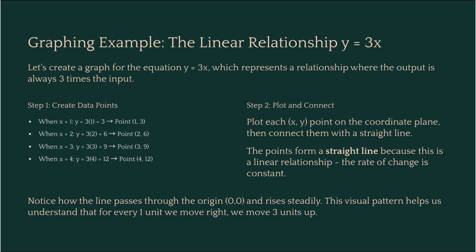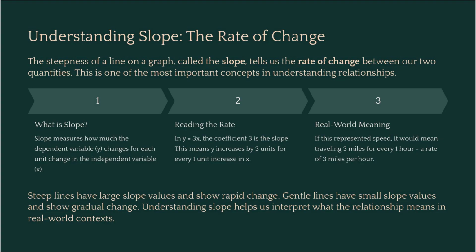When x is 2, y is 6. When x is 3, y is 9. Plotting these points on the graph shows the relationship visually, usually forming a straight line in 6th grade. The graph tells you a lot about the relationship, especially the rate of change.